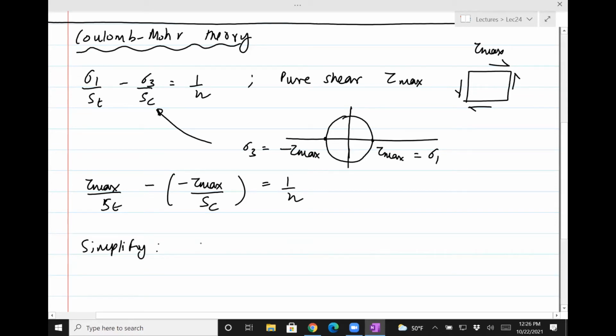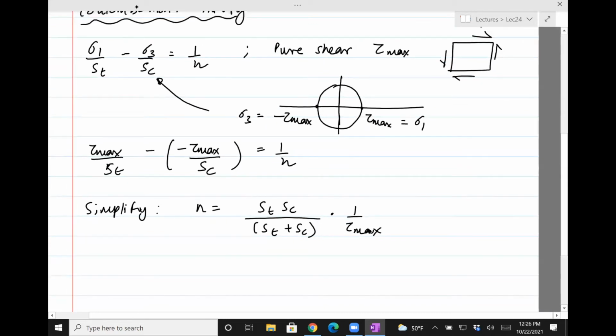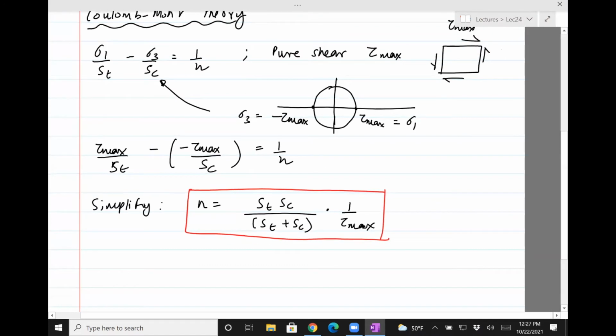But you can verify that you can find the factor of safety to be St Sc divided by St plus Sc, and then you need to multiply this by 1 over tau max. Okay, so we have pretty much derived a formula for pure shear using Coulomb-Mohr theory. We only need to now sub in the values for St, Sc, and tau max.